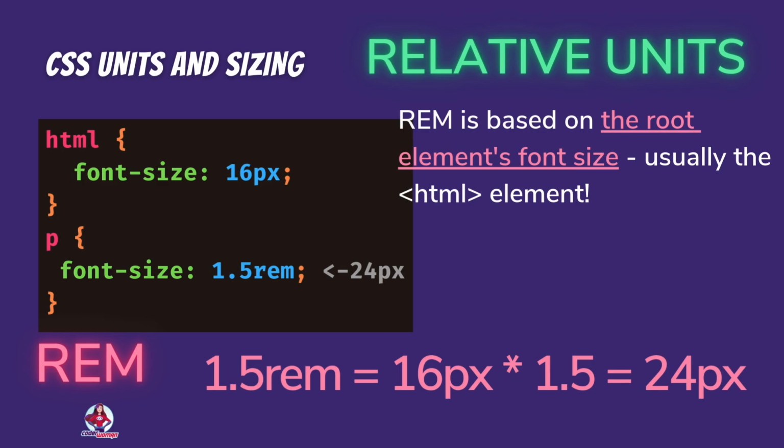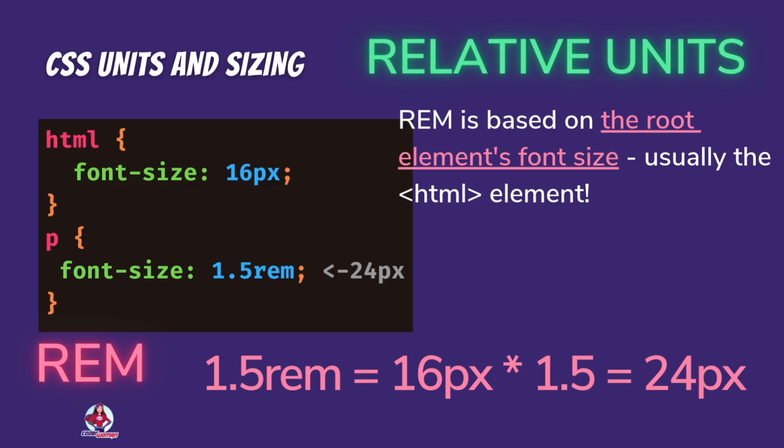Rem is another relative unit that works similarly to em, but it's relative to the root element's font size, usually the HTML element. This makes the rem consistent across your entire website, ensuring a uniform look and feel. Let's take a look at an example. If the root element has a font size of 16 pixels and you set a paragraph's font size to 1.5 rem, the actual font size will be 24 pixels.